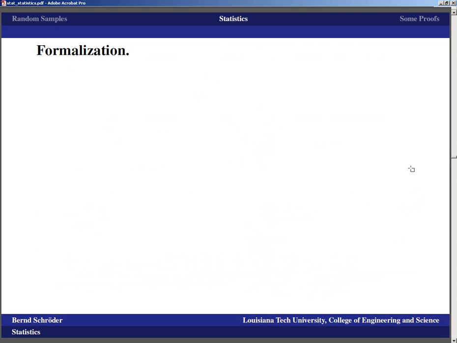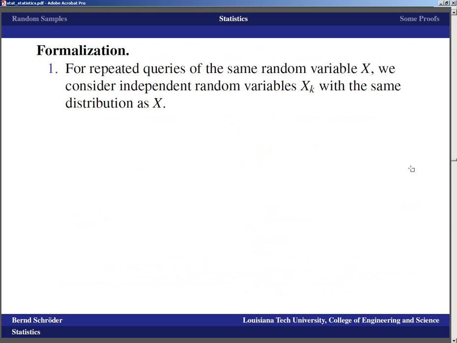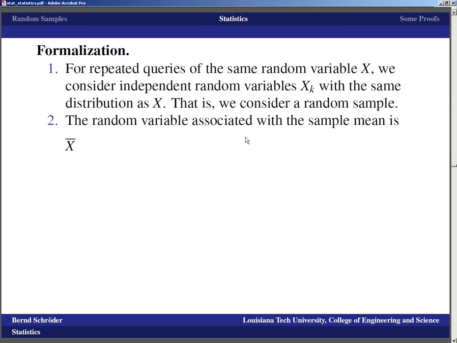Okay, so how do we formalize things now? Well, to formalize things, we have to go back to this idea that we have random variables. So for repeated queries of the same random variable, we perform the same measurement over and over again, we will consider independent random variables X_k with the same distribution as X. So that's what I said earlier on, where we would associate a new random variable with every measurement. And that means we consider a random sample.